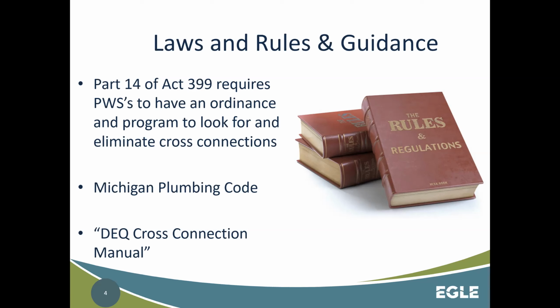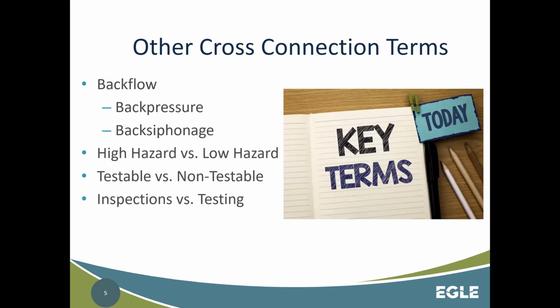So it was updated in like 2014, and we updated it when the cross connection rules were proposed to be changed due to inspection frequencies when we actually put that in the act. So the rules manual was updated at that point too. Some of the terms we're going to talk about: backflow and the two things subjugated under that, which are back pressure and back siphonage. Then we'll talk about high hazards and low hazards, testable versus non-testable, or other key terms such as assembling devices. And then we'll talk about inspections versus testing.